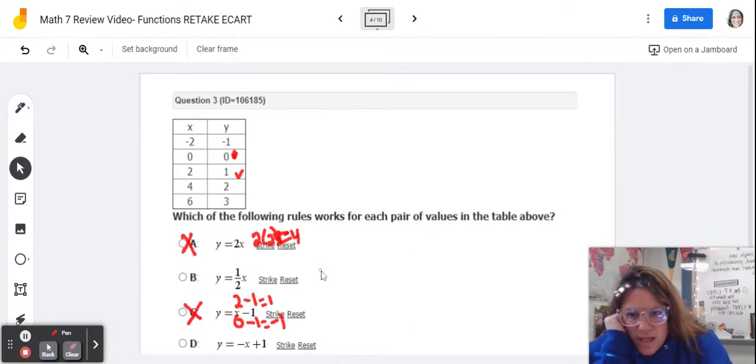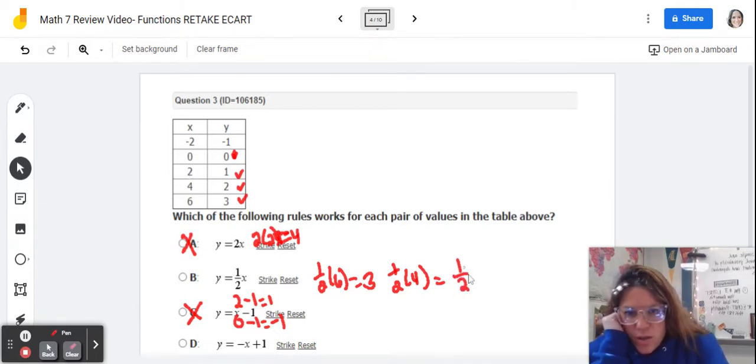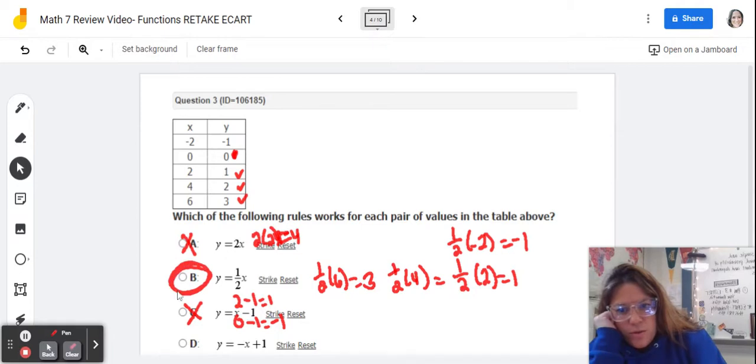What's 1/2 of 6? 1/2 of 6 is 3. That works. What's 1/2 of 4? 2. That one works. And you could just put these into Desmos if you're not sure with the fractions. 1/2 of 2 is 1. Okay, 1/2 of 0, anything times 0 is 0. What's 1/2 of -2? -1. All right, so it looks like it was the fraction one.